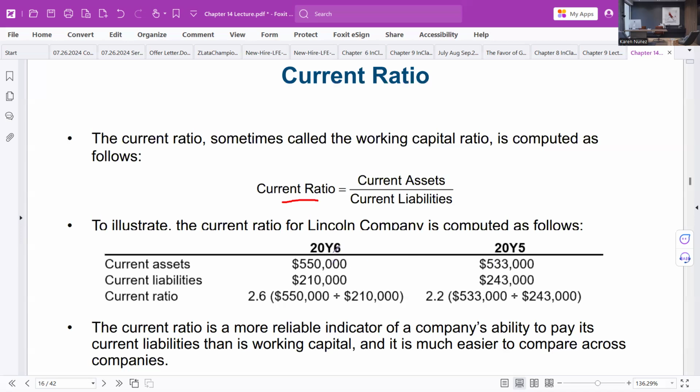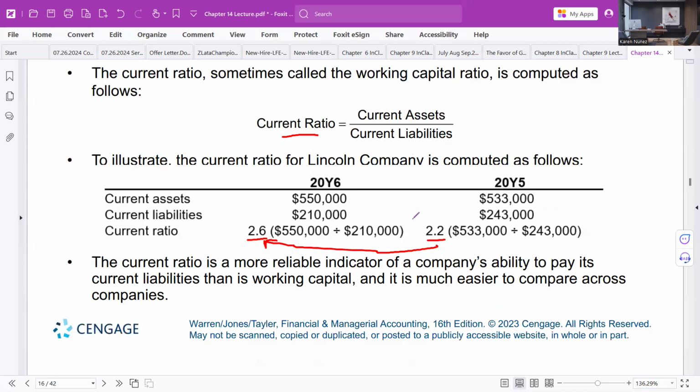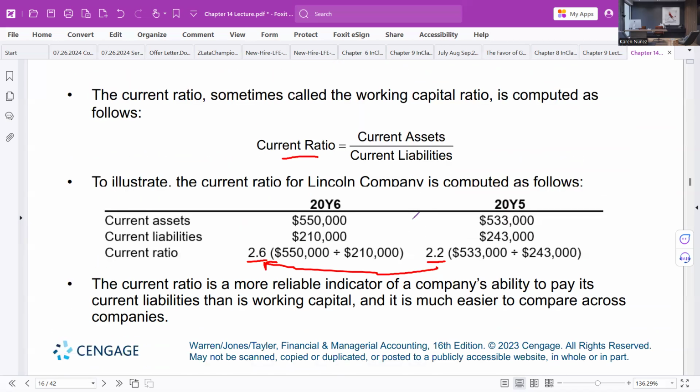So in this case, in year 6, when we take the current assets and divide the current liabilities into the assets, we end up with a ratio of 2.6. What does that tell us? It tells us for every dollar we have in current liabilities, we have $2.6 in current assets. In year 5, for every dollar we had in current liabilities, we only had $2.2 in current assets. So there's actually some improvement in our current ratio, in our ability to meet those current liabilities. And it's actually a very commonly used indicator and a very reliable indicator.